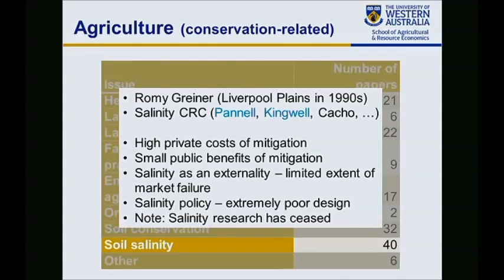So the public benefits of salinity mitigation were actually much smaller than people expected them to be. And so the argument that salinity was an externality, and therefore a market failure that justified government intervention, was much weaker than had been assumed when the policies were originally designed and put in place. I also, with some colleagues, did an assessment of the salinity policy, especially the National Action Plan, and concluded that it had been extremely poorly designed. And I think that's a conclusion that has stood up to the test of time.